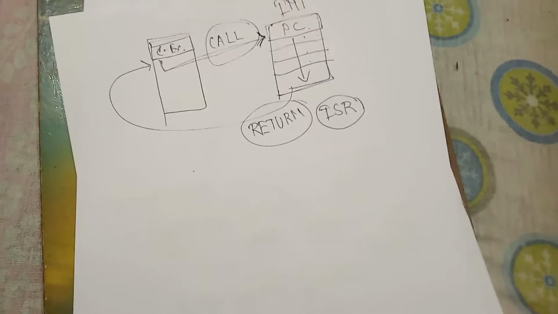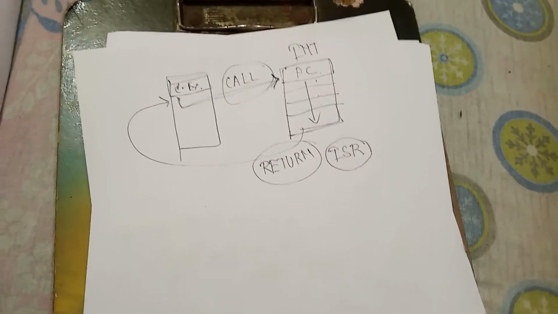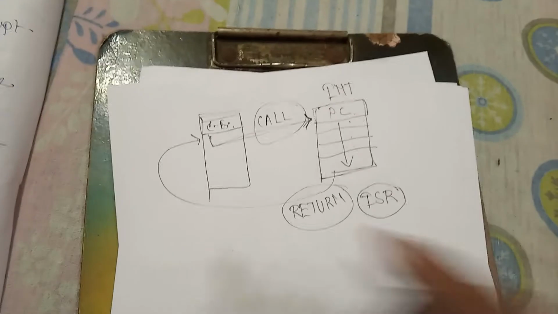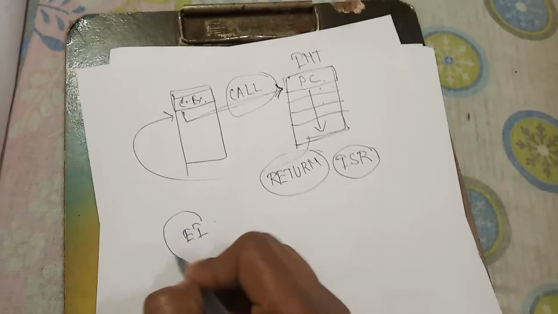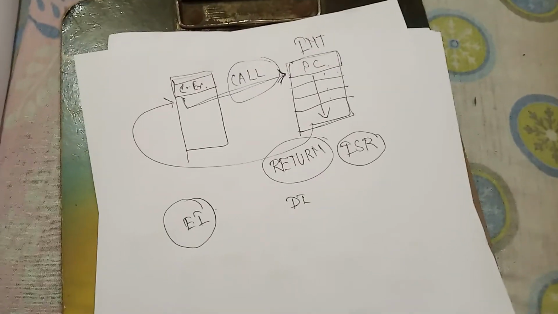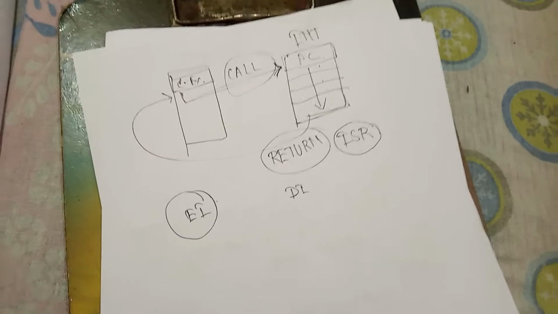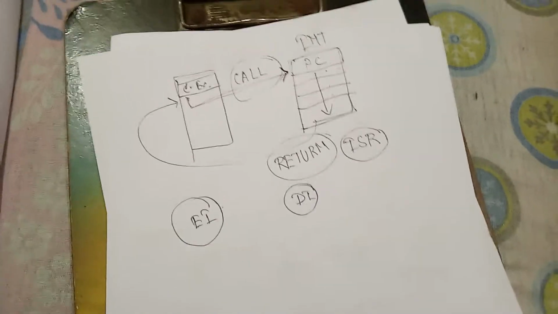Then if we want to enable or disable any interrupt, we have to use two instructions. EI, enable interrupt, will enable the interrupt, and after finishing the interrupt we have to disable it, otherwise the interrupt will keep going. So DI is the disable interrupt.